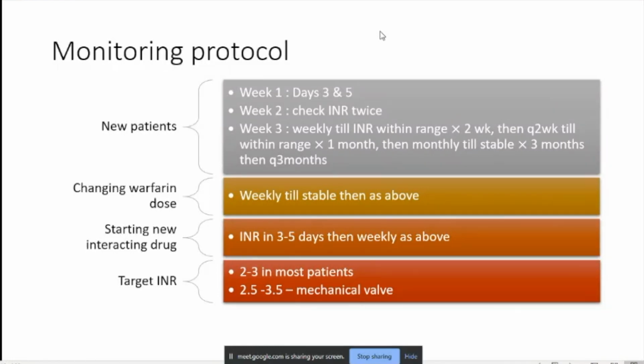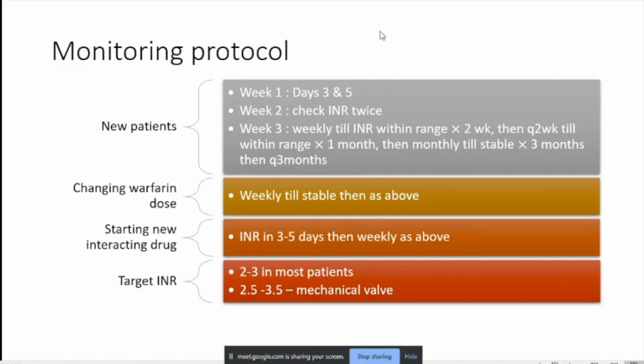Okay. Why is it important to know? Because you have to know this number in order to adjust the dose, especially if the patient is undergoing an elective or emergency surgery, or especially when it comes to monitoring. Again, the single dose duration is 2 to 5 days. Now let's come back to the monitoring. So in week 1, we do day 3 and day 5.